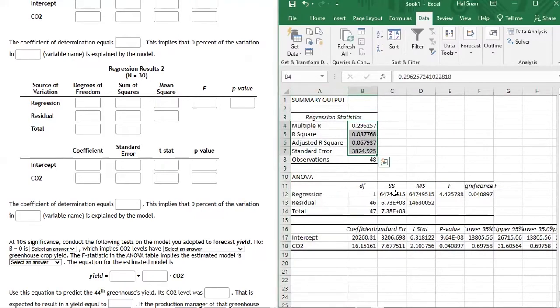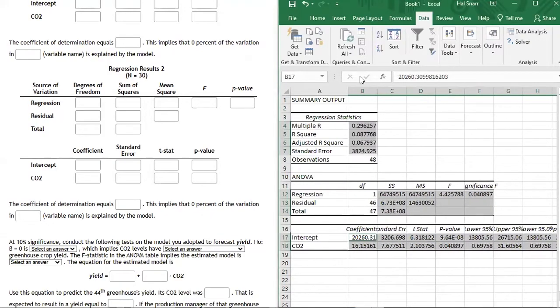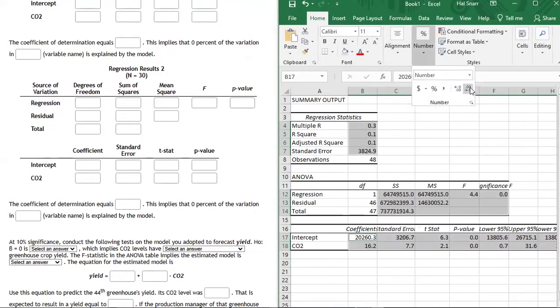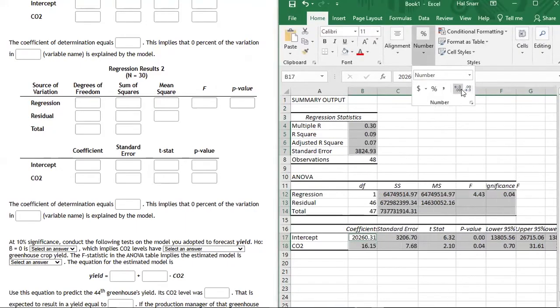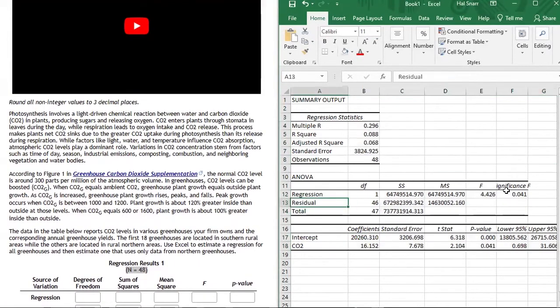Let me format the decimal places for all these numbers that are not whole numbers, integers. Go home, number, and then I'll reduce the number of decimal places to 3 decimals. I'm going to make some changes here. I don't like the words that Excel uses. I'm going to change this to error. I'm going to change this to p-value.